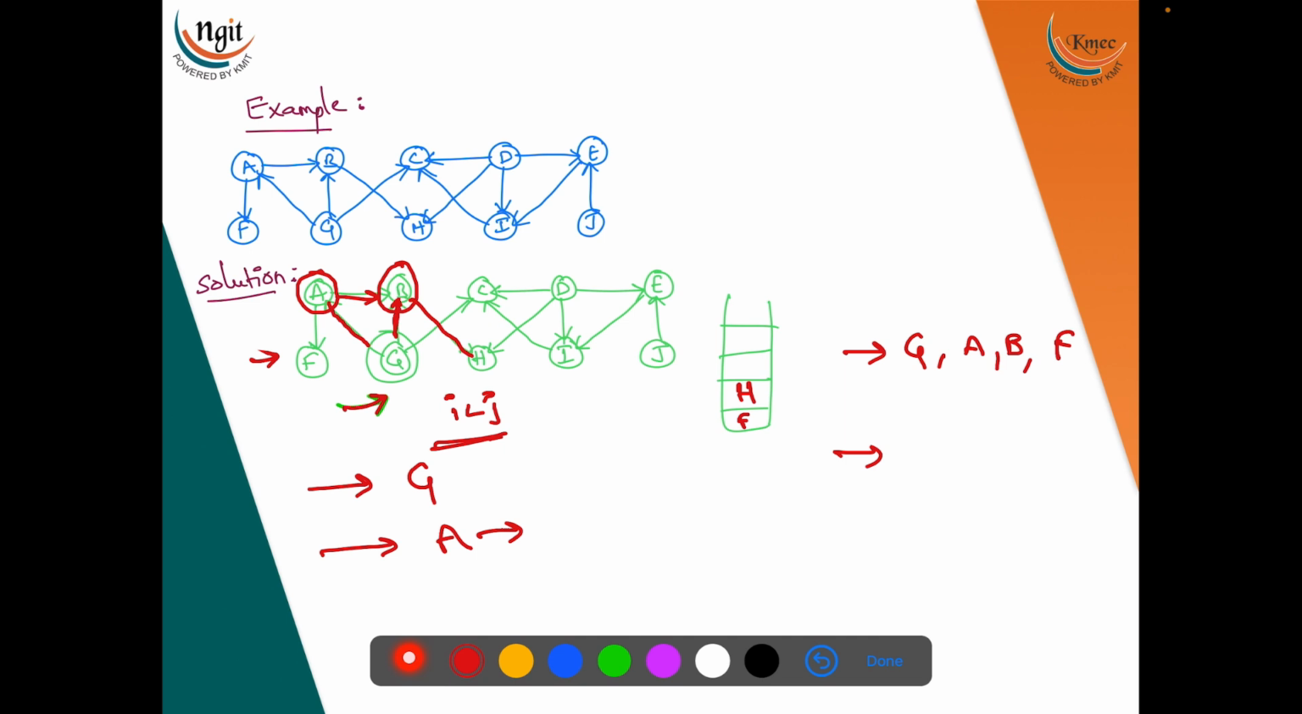Now B also has no unvisited neighbors left. So push B into the stack. Move back to A. A has no unvisited neighbors. Push A into the stack, and move back to G. G has an unvisited vertex, which is C. Since C has no neighbors, push C into the stack and move back to G. No unvisited neighbors, push G into the stack.